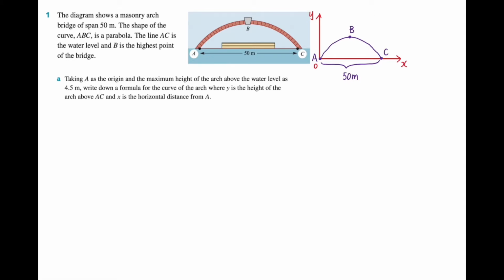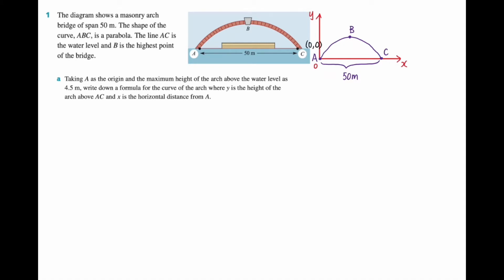First things first, let's draw the graph with A being the origin. I already had the graph on the right, and as you can see, with A being the origin, our entire graph is in the first quadrant. And since A is the origin, the coordinates of A are 0, 0.